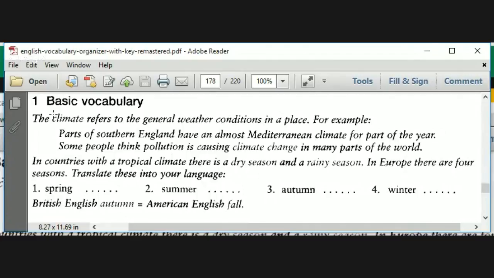A couple terminologies that often are confused: climate and weather. The climate refers to the general weather conditions in a place. So when we talk about weather, we're usually talking about the weather presently or in the near future or in the near past. In other words, specific elements of weather. When we talk about climate, it's much more general. We're talking about the seasons and what weather is like most of the year.